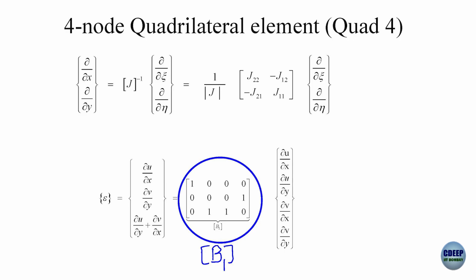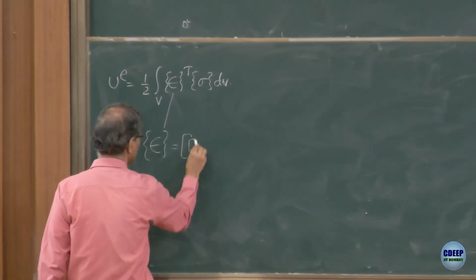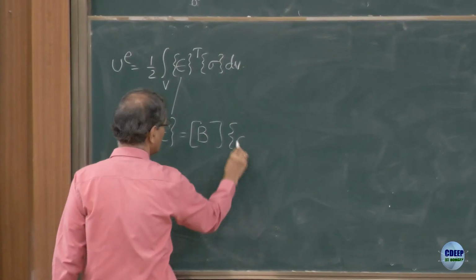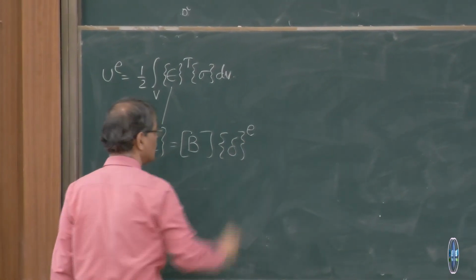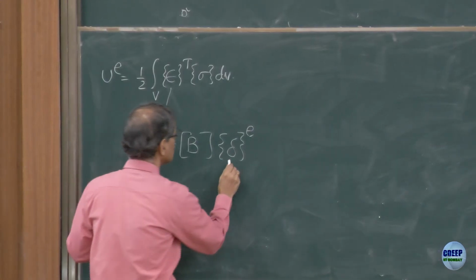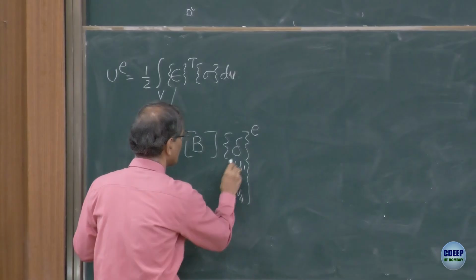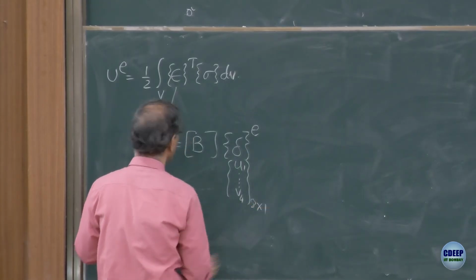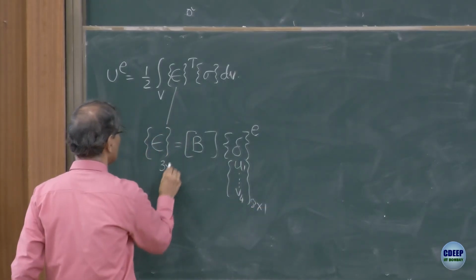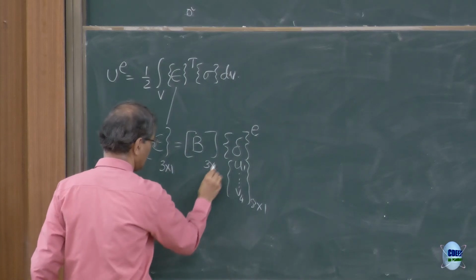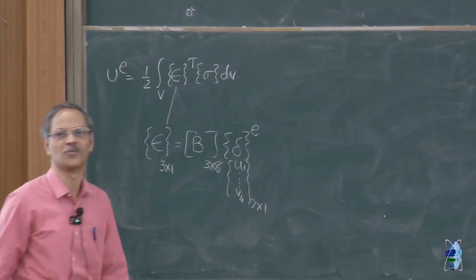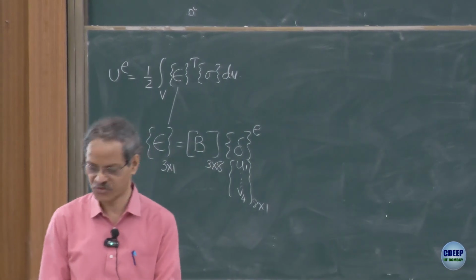So, ultimately the expression that we have is this: epsilon is given in terms of B into nodal displacements. So, this will be for this case u1 all the way to v4, this will be 8 by 1. We have 3 strains, so 3, 1. So, I need to get a 3, 8 strain displacement relationship matrix, okay.